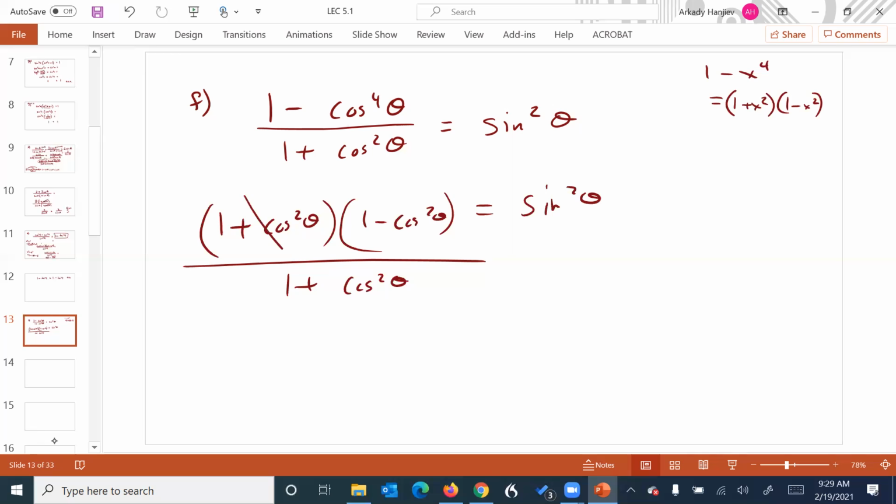Cool, cool. All right, I think we got this here. Those two are going to cancel each other out. Got 1 minus cosine squared theta, and anybody else.